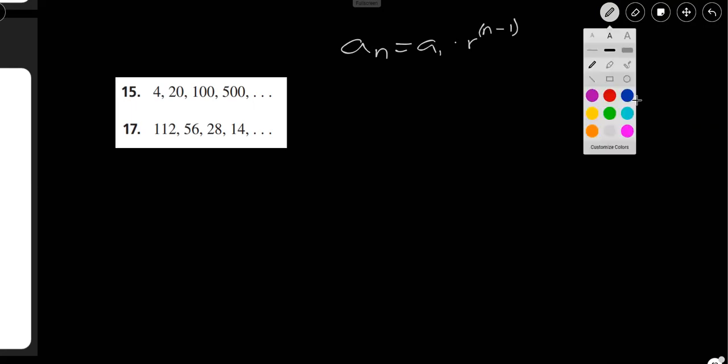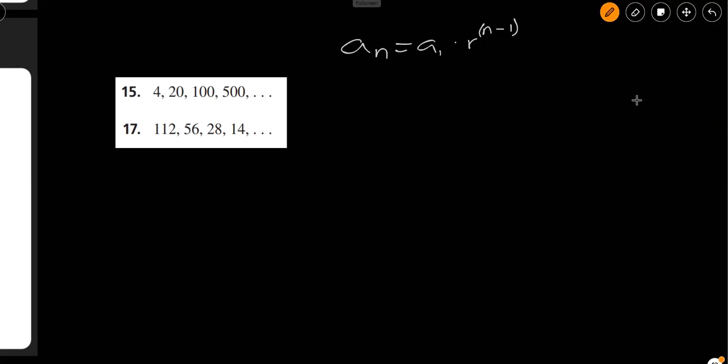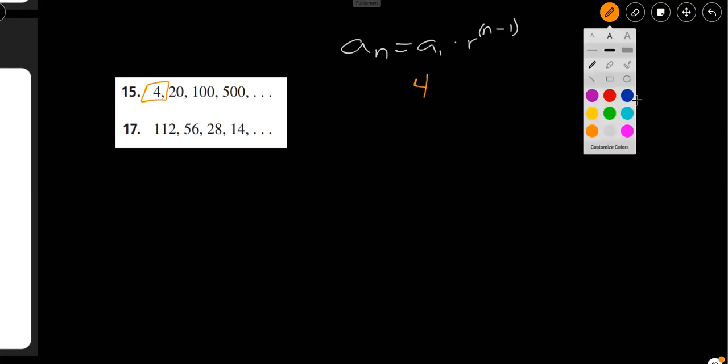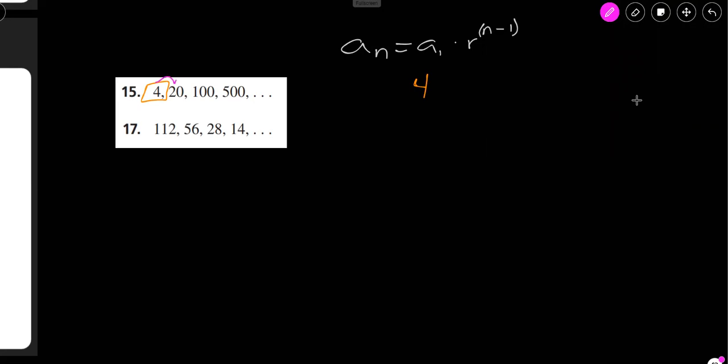Well, I just need to find the 2 values. Remember, my A1 value is always the first value. So in this first equation, my A1 value would be 4. And then my ratio value, I can find by just inspecting it, or if I can't see it immediately, I can always take the second value and divide it by the first, or the fourth value and divide it by the third, or whatever order I want, as long as they're next to each other. 20 divided by 4 is going to give me 5. So I'm multiplying by 5 at each step. That means my ratio is 5.